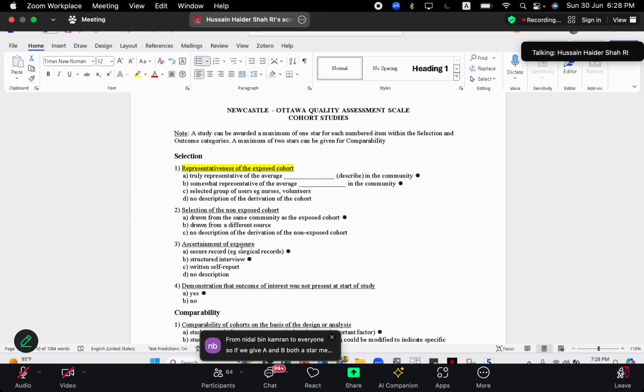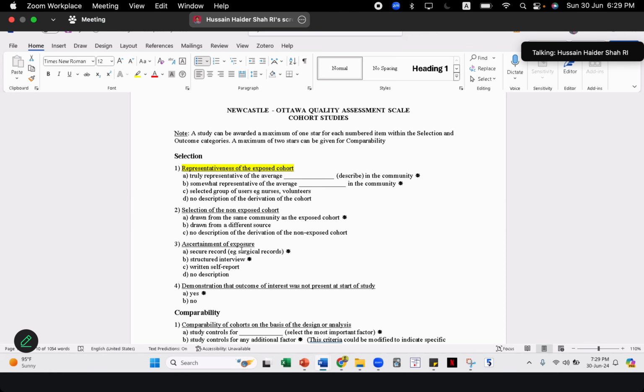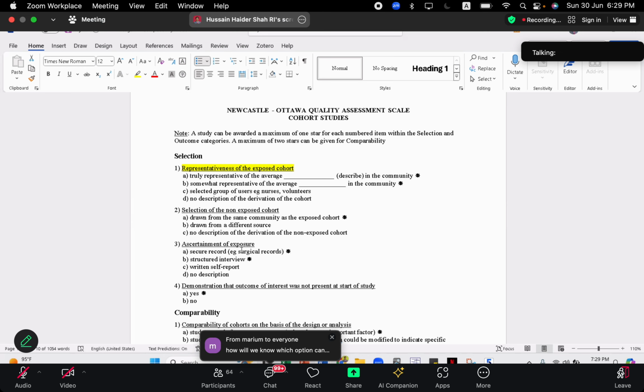Do you understand it now? So if we give A and B both a star, it means we used both surgical records and a structured interview. No, most likely the reviewers would use one method, whether they used a structured interview or secure surgical or medical records. How will we know which option can be given a star?